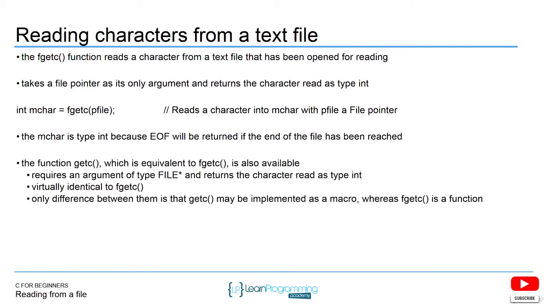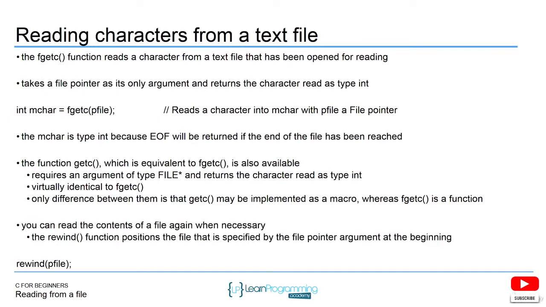The function getc, which is equivalent to fgetc, is also available. So getc is almost the same as fgetc. You just want to use fgetc. I think it has some more protection in it. With getc, it requires an argument of type FILE star and returns the character read as type int. It's virtually identical to fgetc. The only difference between them is that getc may be implemented as a macro, and we don't even know what a macro is now. So we're going to stick with using fgetc as our function for reading characters.